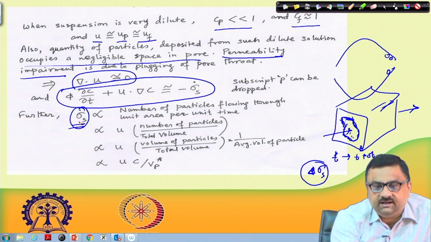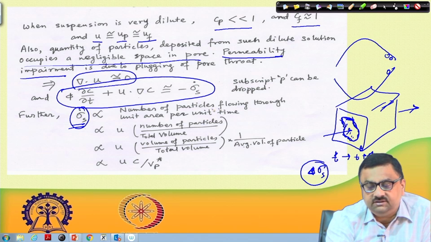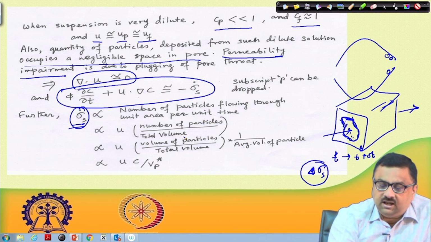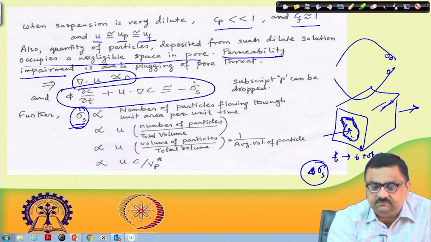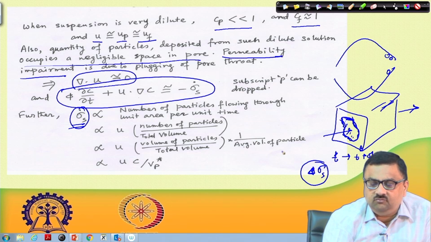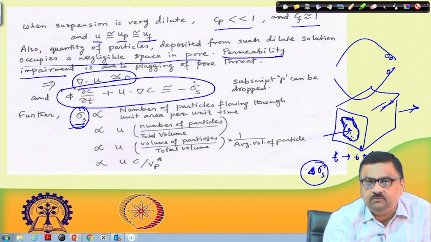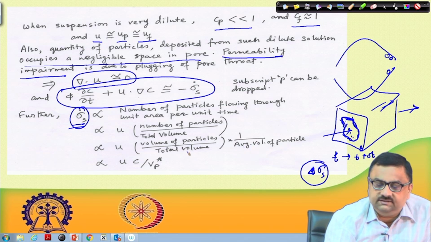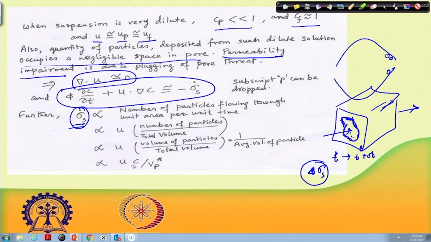That is why sigma s dot will depend on the number of particles per unit area per unit time flowing through this. And so, it is automatically the number of particles per total volume, which is volume of particles by total volume into 1 by average volume of particle, because number of particles would be volume of particle by average volume of one particle. This is proportional to U, which remains as it is, following the velocity. Instead of Cp we write volume of particle by total volume as C, and the average volume of one particle is written as Vp star. So, U C divided by Vp star becomes the sigma s dot. Sigma s dot means del sigma s del t.